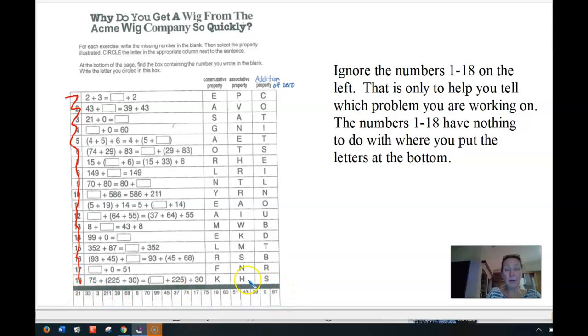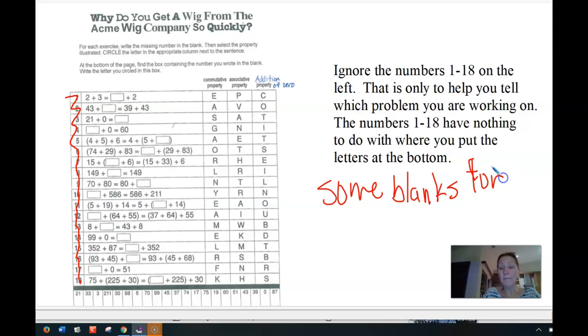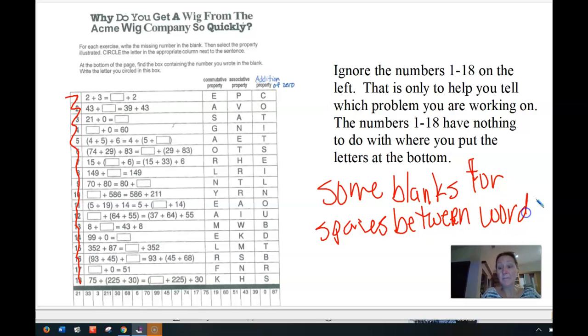Okay, so for this one, I also want to let you know that there are some blanks for spaces between words, right? So not every number down below will have a letter in it. There's some blanks for the spaces between words.